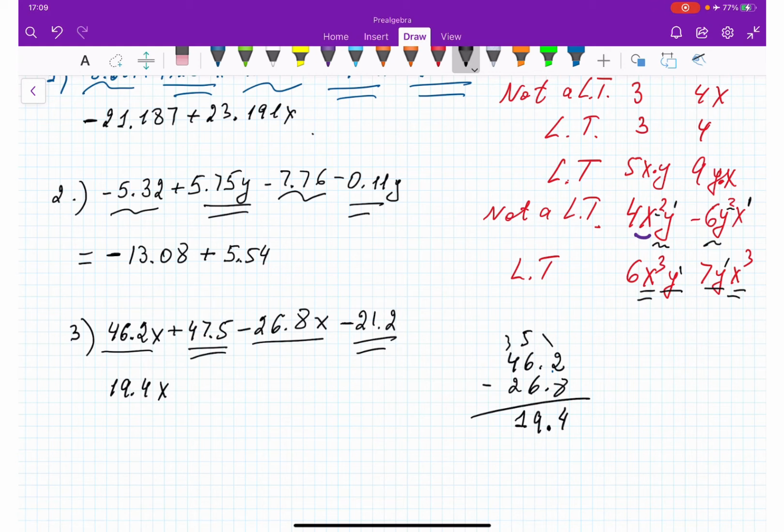Next, 47.5 and 21.2. You need to subtract. 47.5 minus 21.2. 5 minus 2 is 3. 7 minus 1 is 6. 4 minus 2 is 2. So it's going to be plus 26.3. Next, question number 4.